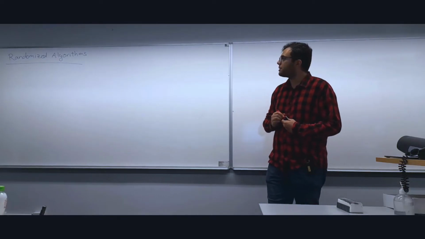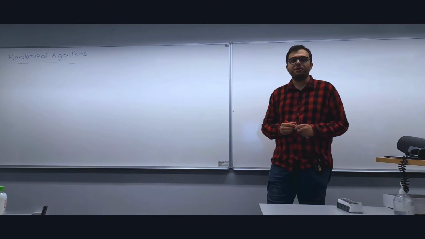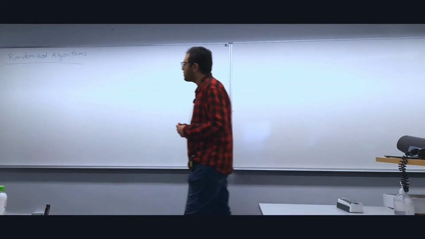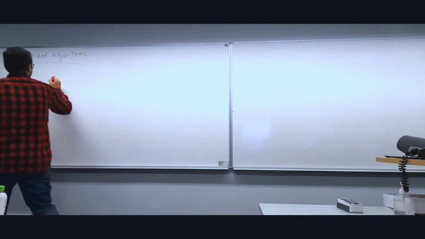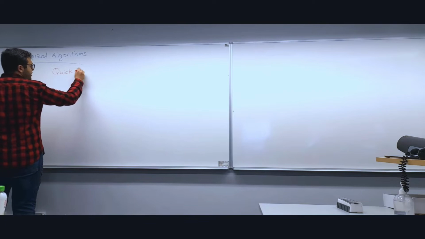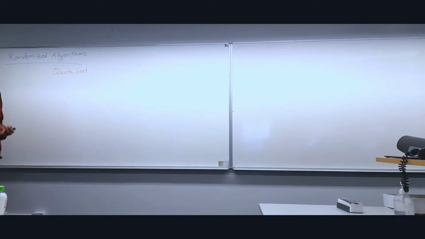What is the first randomized algorithm that comes to your mind? Probably the first ever randomized algorithm that you've seen in an algorithm design course. It's probably QuickSort, right? So how does QuickSort work?